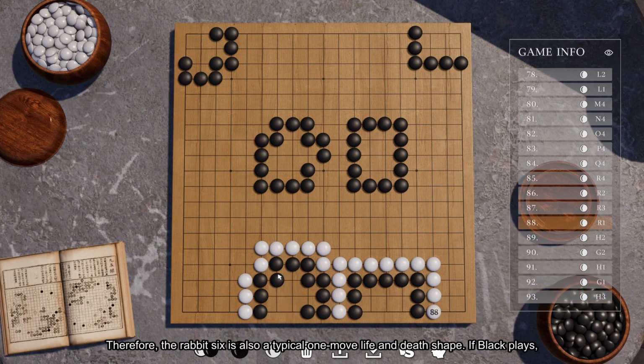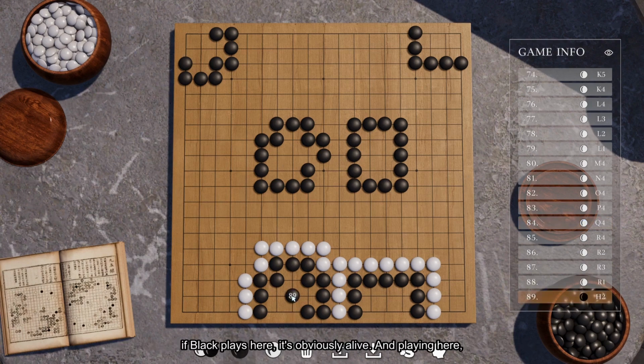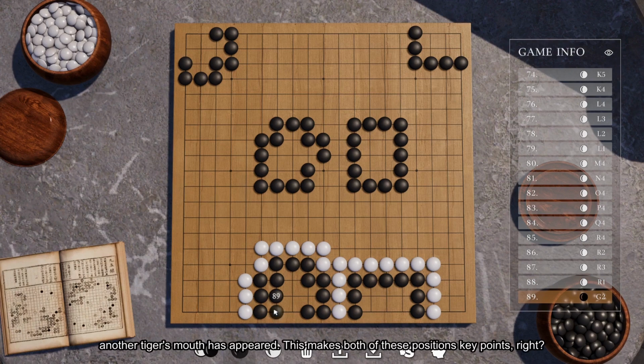Therefore, the rabbit 6 is also a typical one-move life and death shape. If black plays here, it is obviously alive, and playing here is actually also alive, because now, right at this position, another tiger's mouth has appeared. This makes both of these positions key points, right?